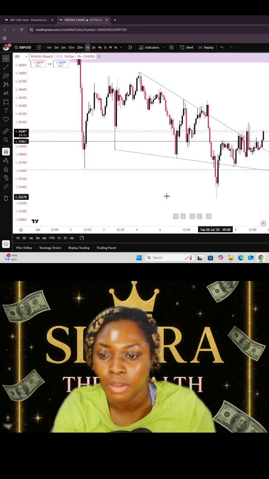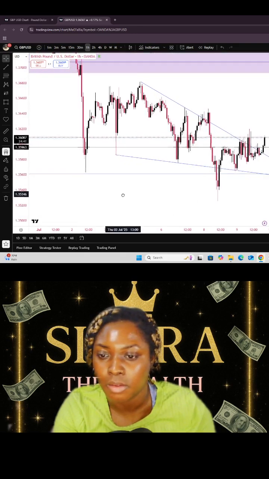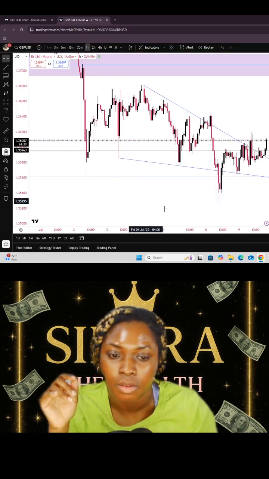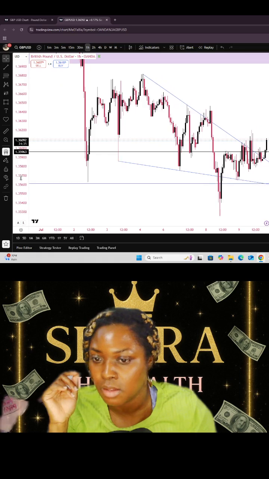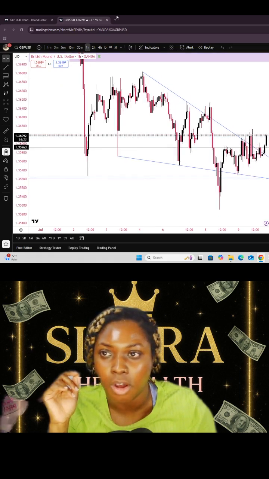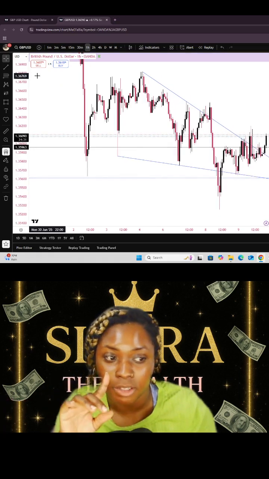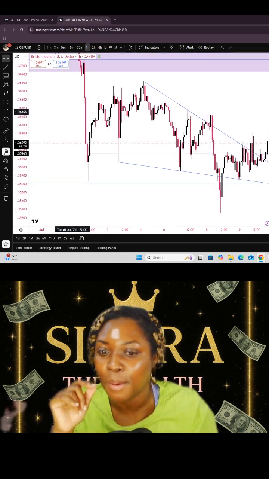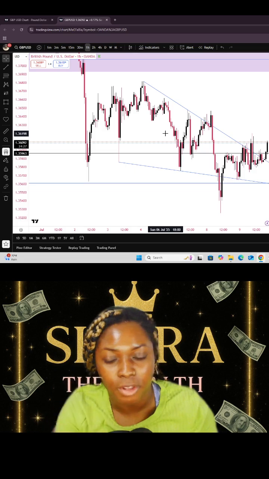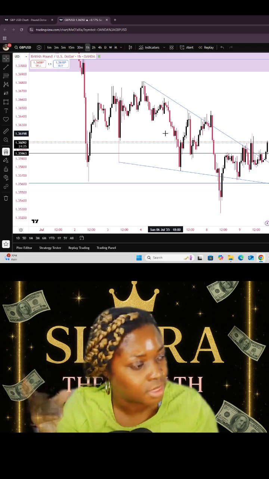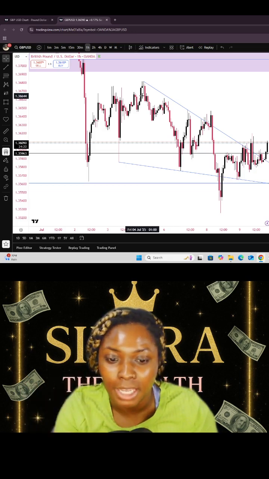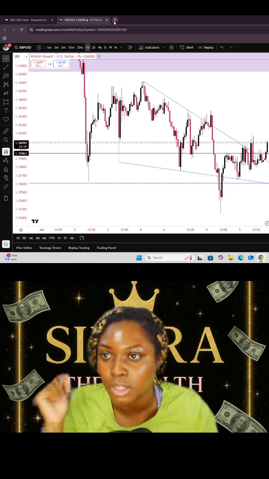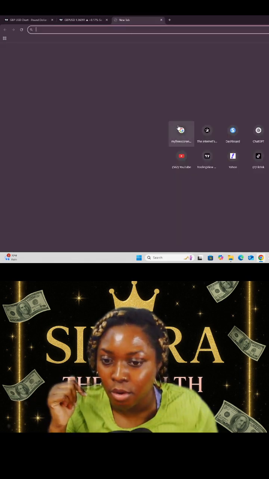Okay. So this, I believe, is called a falling wedge. This is why we need to start the chart pattern book, because I'm really more familiar with parallel channels. This one, I believe, is called a falling wedge. So let's look it up together, okay?